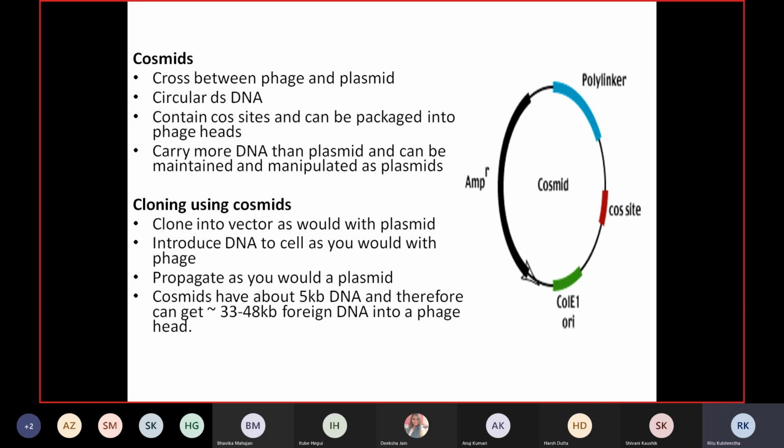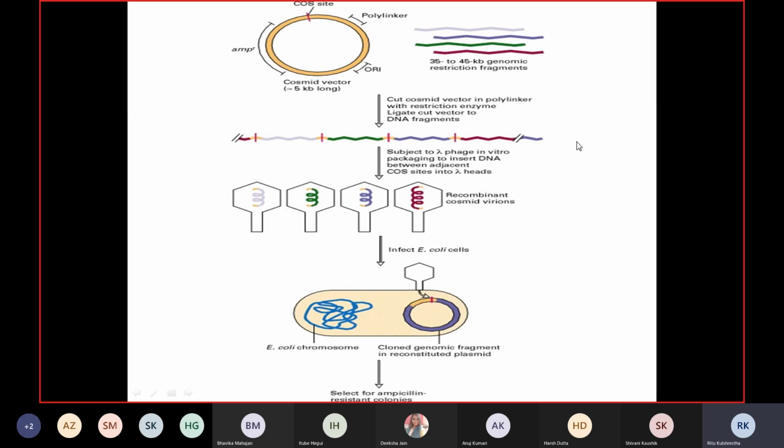So in the last class, I had introduced you to the lambda phage vectors, the replacement and the insertion vectors, and I had also introduced you to cosmids. And I had told you that the advantage of cosmids over the regular plasmids is its increased cloning capacity. So with respect to cosmid, I told you how you make a cosmid clone.